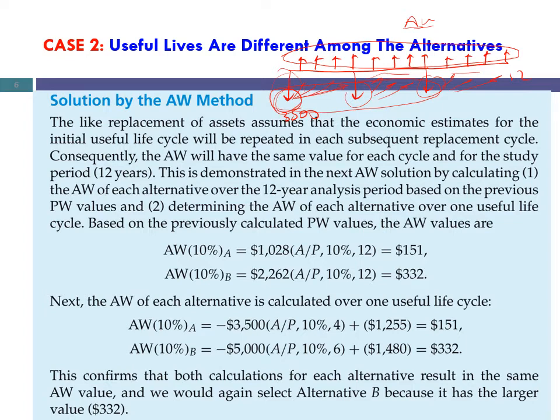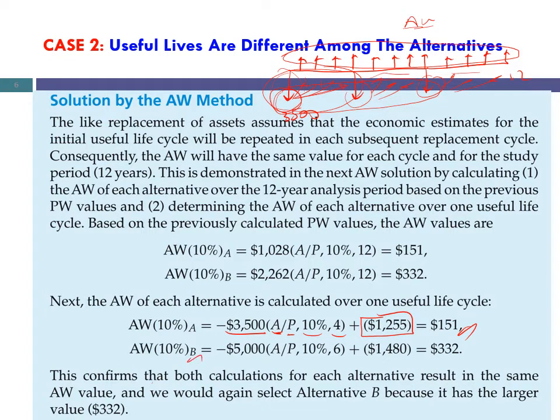Okay, so what do we do? For this 3,500, I'm finding A given P, the interest rate is 10% and for 4 periods. And when I find its annual equivalent, this annual equivalent will be repeated for the others. So simply I add it to my annual payments or annual revenues, and I obtain this value.